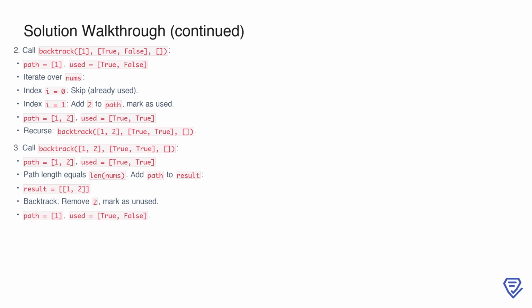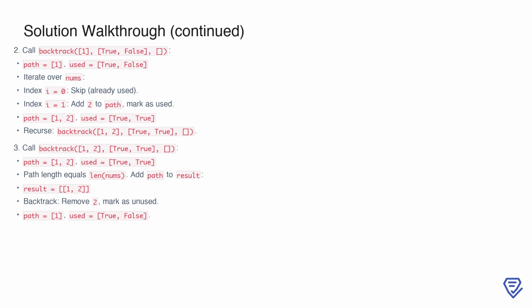Now, within the recursive call where path equals [1] and used equals [true, false], we again iterate over nums. At index 0, we skip the number 1 since it is already used. Moving to index 1, we add the number 2 to the path and mark it as used. This updates path to [1, 2], and used to [true, true]. Since the length of path now equals the length of nums, we know we have a complete permutation.